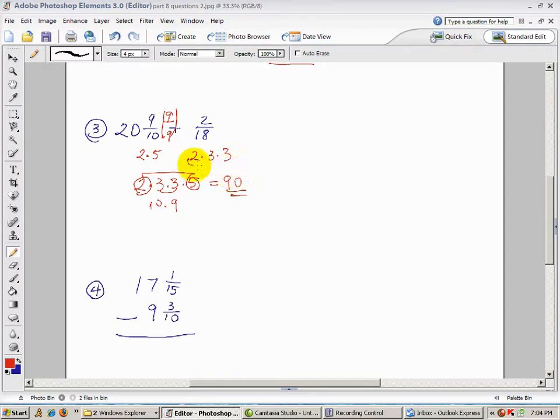But if you look at the pieces that make up 18 and the pieces that make up 90, we're looking for 1 2, 2 3's, and 1 5. And that's the missing link right here. So that 5, it's a lot easier to see what's missing than to divide 18 into 90. So what I'm going to do is multiply the top and the bottom by 5.